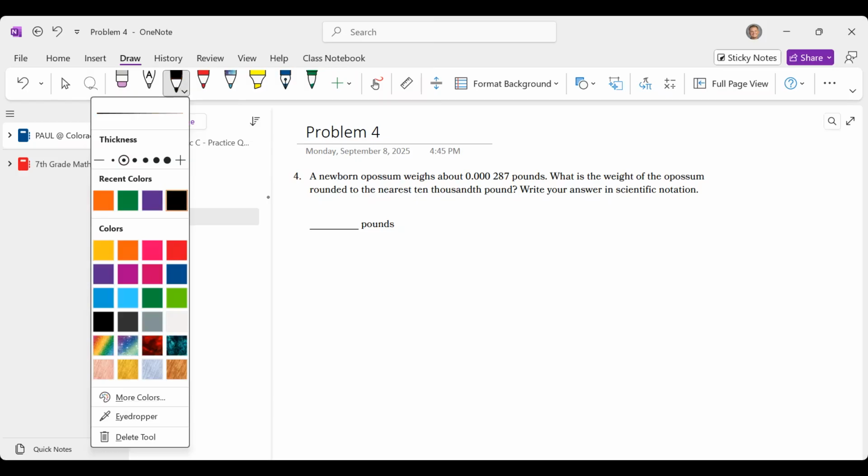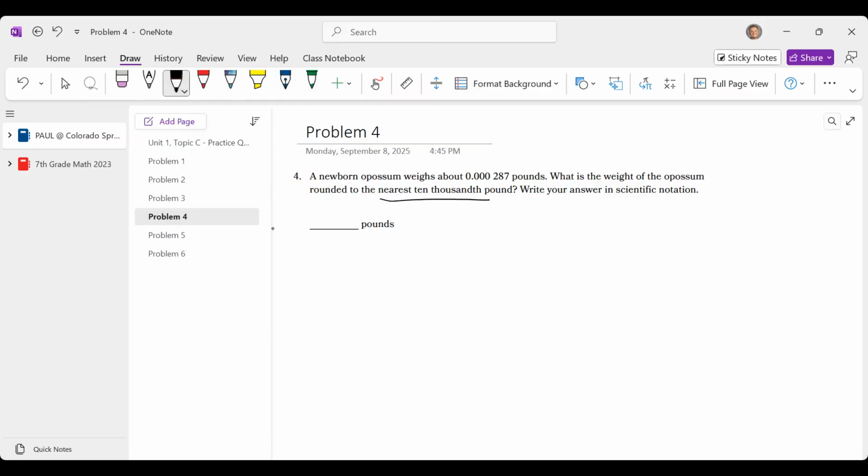Number 4 says we have a newborn opossum that weighs this amount of pounds. What is the weight of the opossum rounded to the nearest 10,000th pound? That's going to be the most important thing because we are rounding to that place value. And then it asks us to write it in scientific notation. All right, so we have the value 0.000287. We're being asked to go to the nearest 10,000th pound.